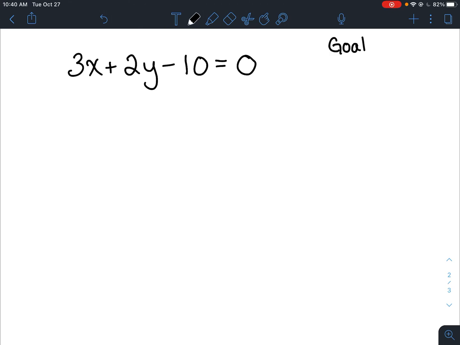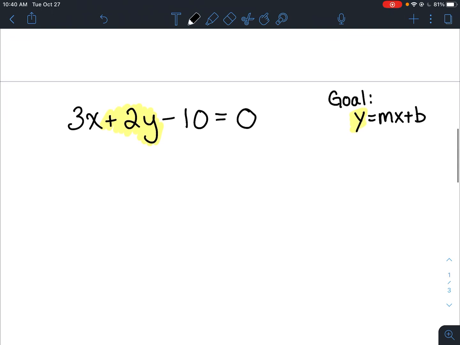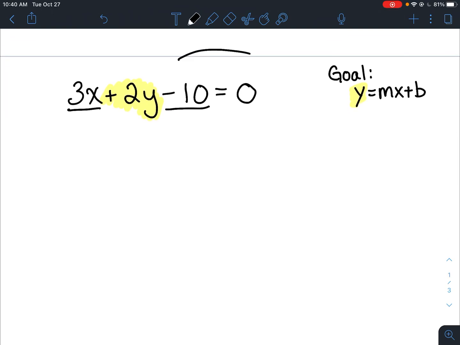All right, so let's try one. Let me give you an equation in standard form. Let's say I have 3x plus 2y minus 10 equals 0. Let's say that's standard form, and I want to graph it. So I really want it to be in slope-intercept form. My goal is to make it look like y equals mx plus b. So what do I notice? Right off the bat, I'm seeing y is alone, and everything else is on the other side. So I'm not going to touch this positive 2y. I'm going to leave that alone, and I'm going to get the 3x and the negative 10 over there.